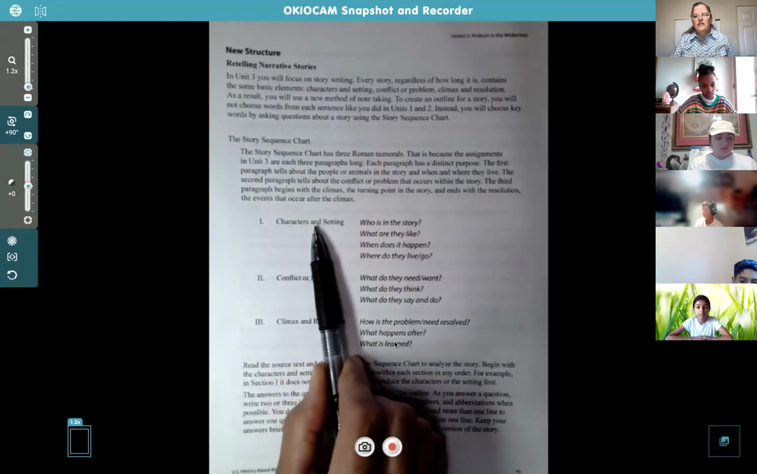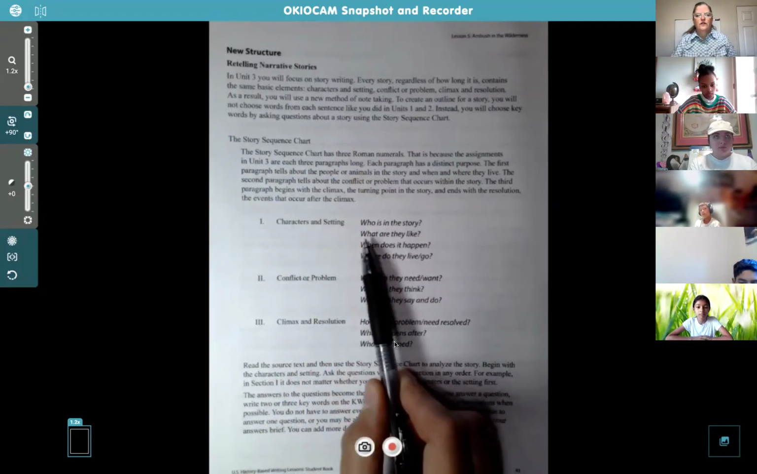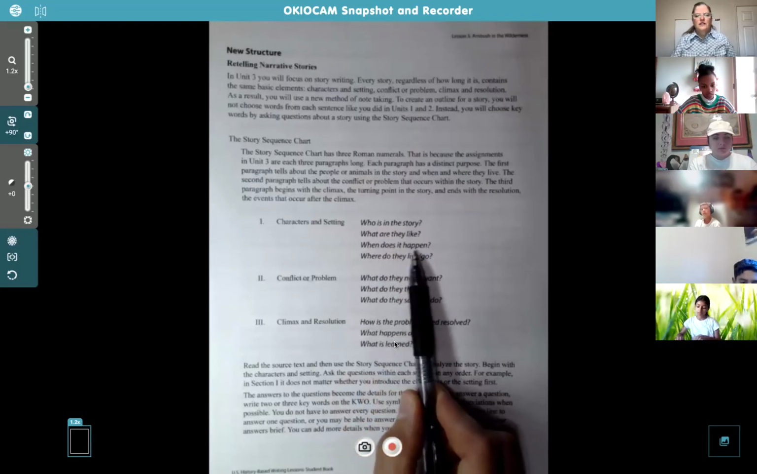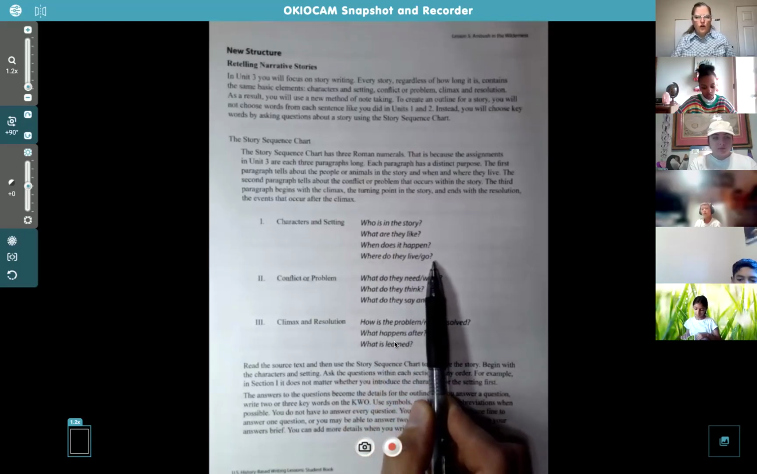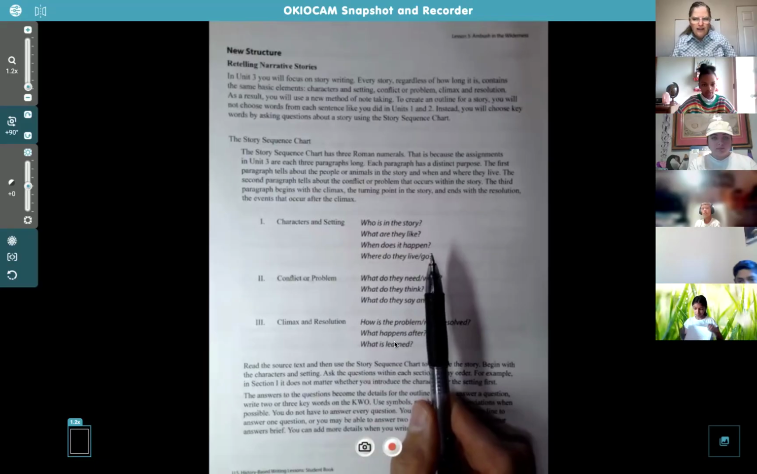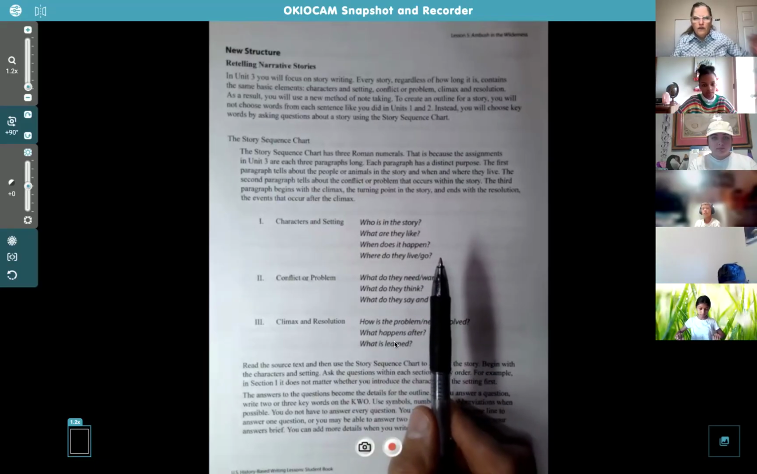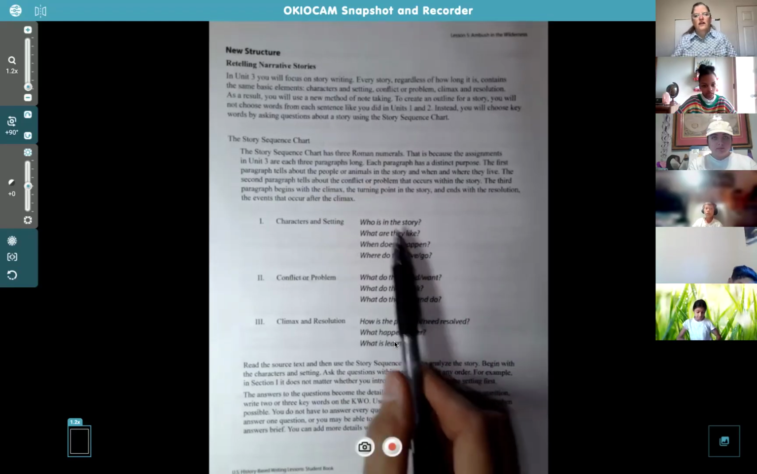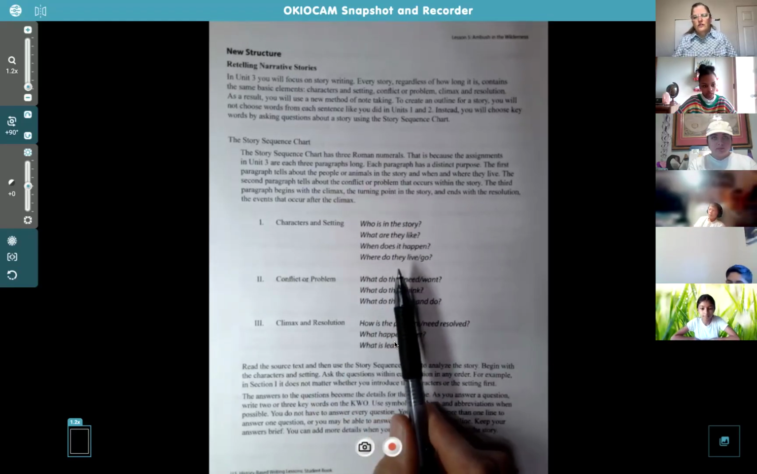Characters and setting. This is the first paragraph. Who's in the story? What are they like? When does it happen? Where do they live and go? And in Kung Fu Panda, remember we talked about how Po is playing with his little action figures in the beginning, and how you can see out his bedroom window that it's China. You can tell it's China. So it sets up that characters and setting.